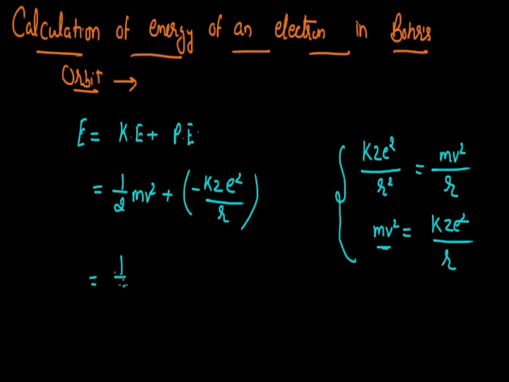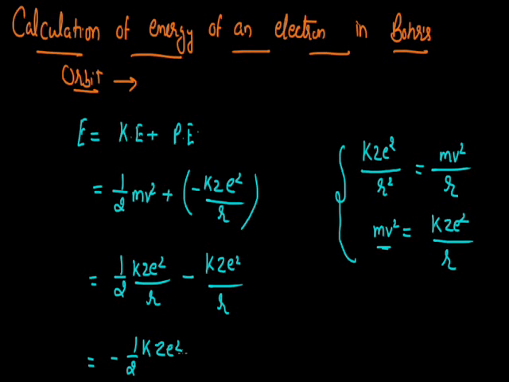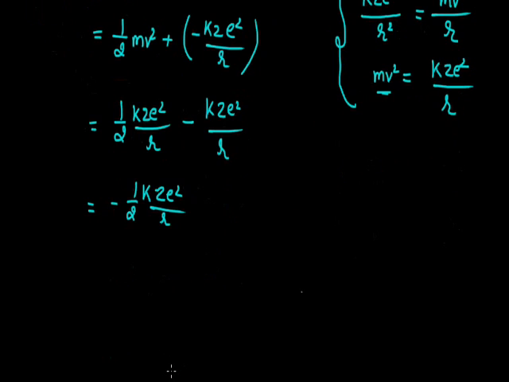By putting the value of mv square from Bohr's postulate into this equation, the value will be half kZe square divided by R, plus minus kZe square divided by R. On solving this, we get, with the negative sign, half kZe square divided by R. So that is the form of energy.